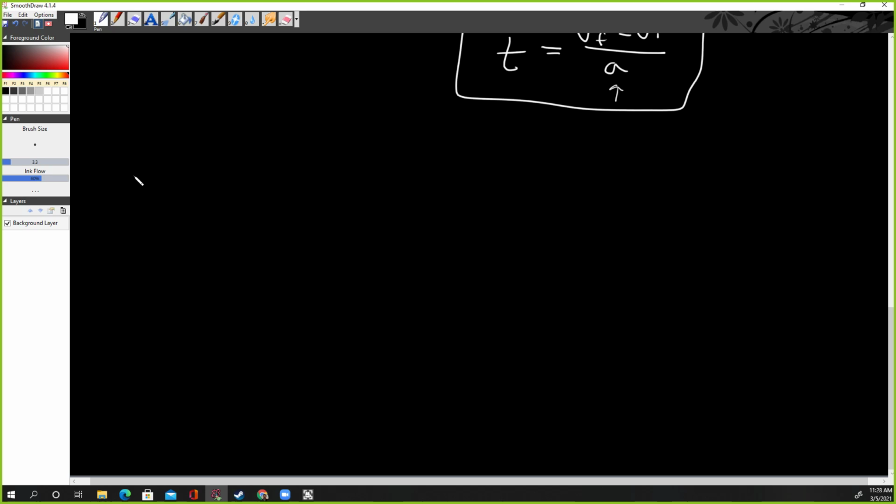Okay, so a car goes from rest to 40 meters per second in 10 seconds. What is acceleration? What is A?